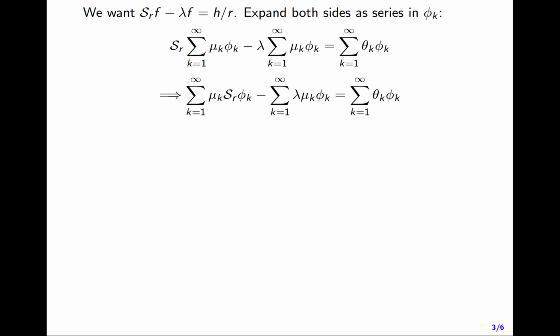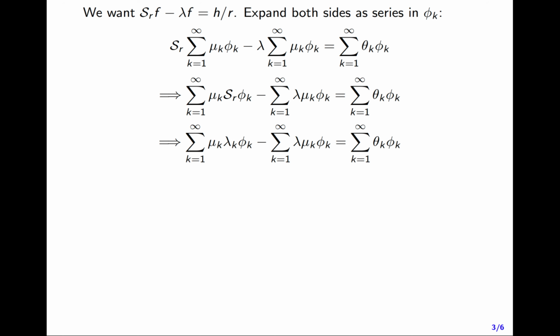Well, assume that I can move my operator S_R inside the infinite series. That's kind of a big assumption because it's an infinite series here and not just a finite sum, but it stands to reason. S_R is a linear operator. It should commute with series. So if it does, I have the sum from k equals 1 to infinity of mu k times S_R on phi k minus, I move the lambda inside, the sum from k equals 1 to infinity lambda mu k phi k equals the sum from k equals 1 to infinity theta k phi k.